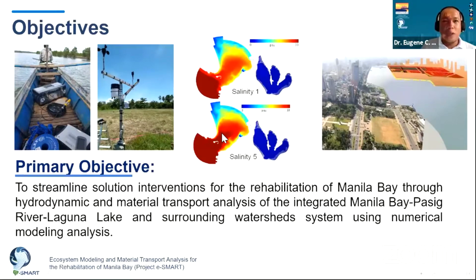And so for us to arrive at a better understanding of our target area, which is Manila Bay in this case, we need to make use of models or numerical models for understanding the system better. So the key to any rehabilitation effort is really understanding the system so that we know how to target, when to target, and what to target in the solution interventions. And so the primary objective of this project is to streamline solution interventions with the use of numerical modeling analysis of the integrated Manila Bay, Pasig River, and the Laguna Lake and surrounding watershed system.